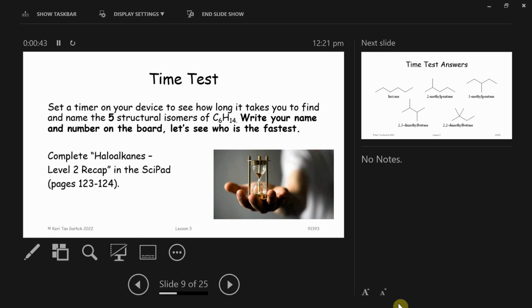If you finish early, you can start on the side pad. When you have your time, come on up to the board and write down your answer. Sound good? I'm happy if you want to use your phone as a timer. Whenever you're ready, start. Try to find the five.